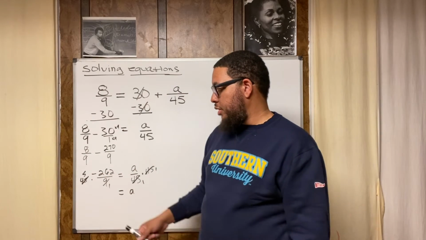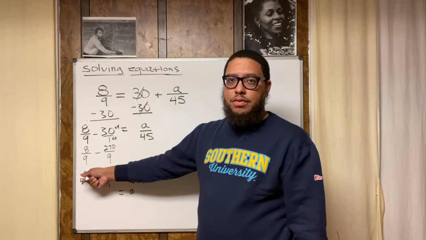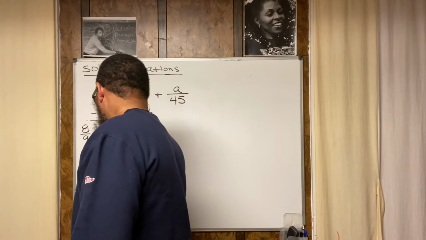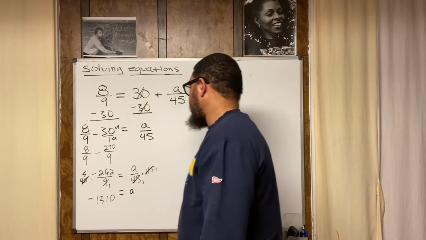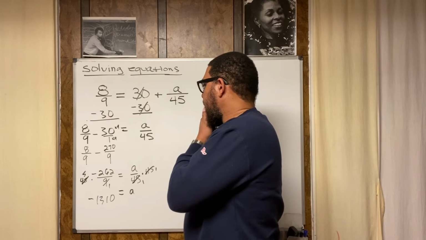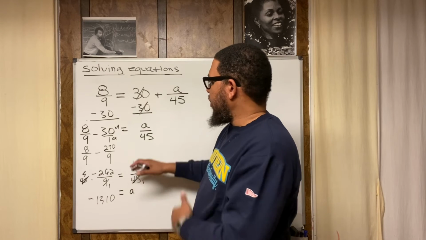And it's negative 1,310 because I'm multiplying a positive number by a negative number. So this is negative 1,310. And I'm pretty sure that's the answer we got before, right? So negative 1,310 is equal to A. Now, let's do it another way.